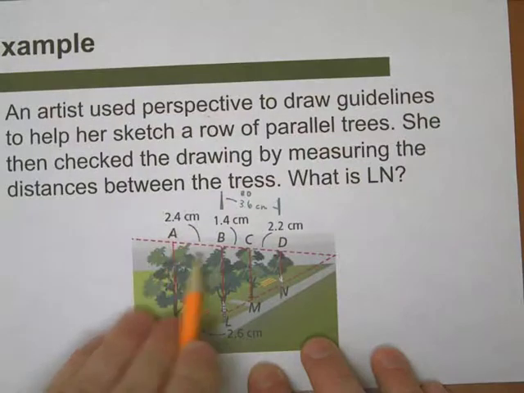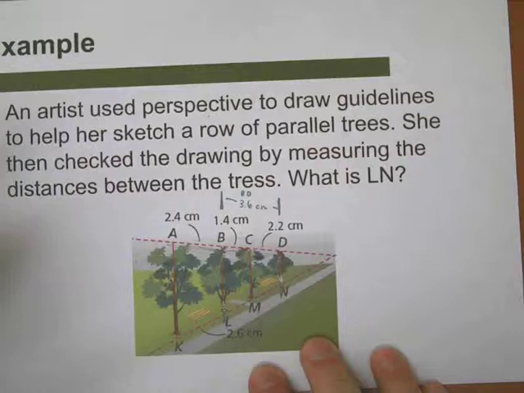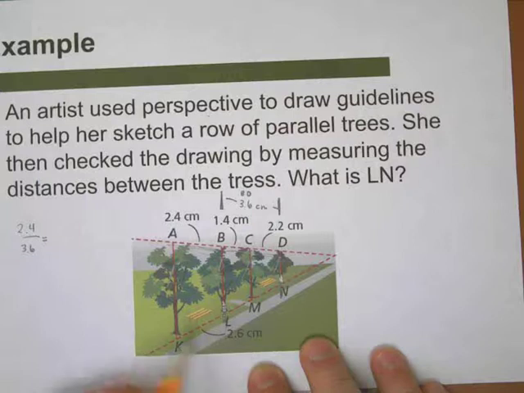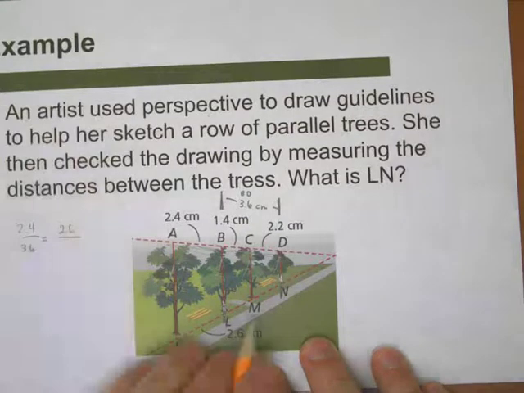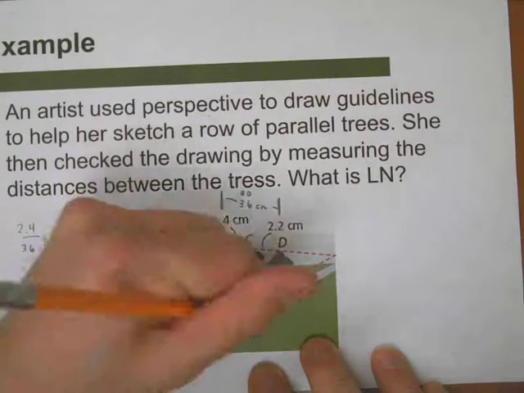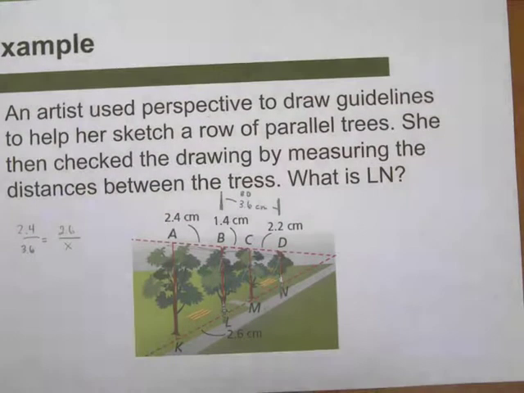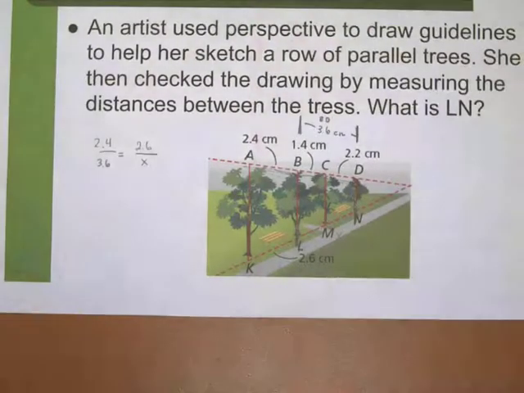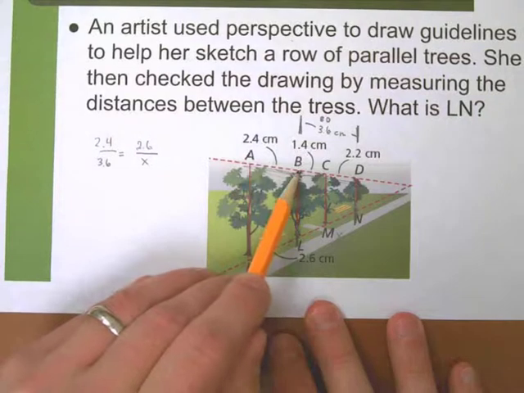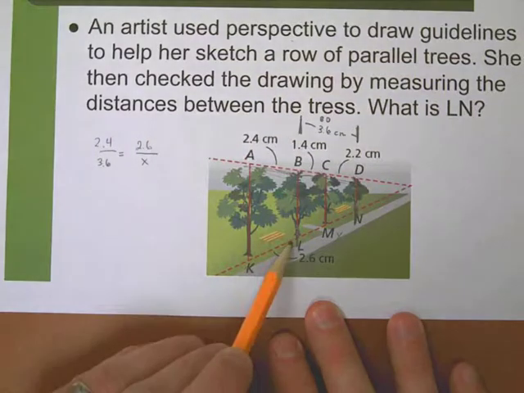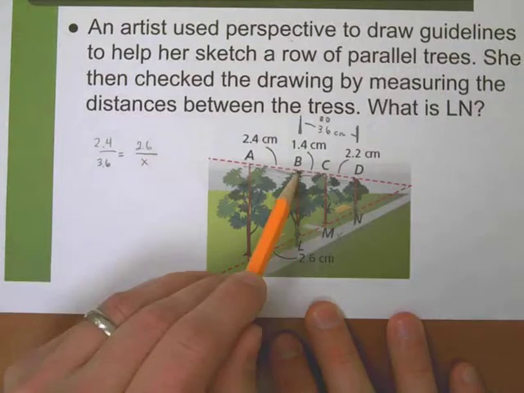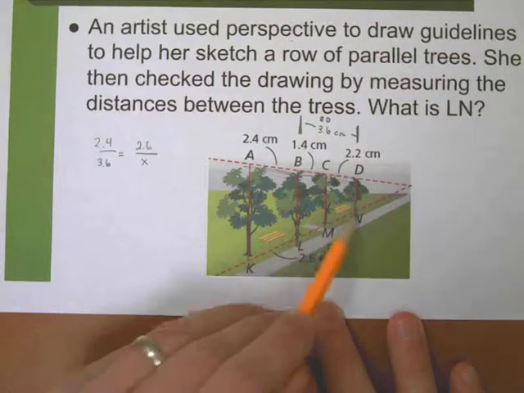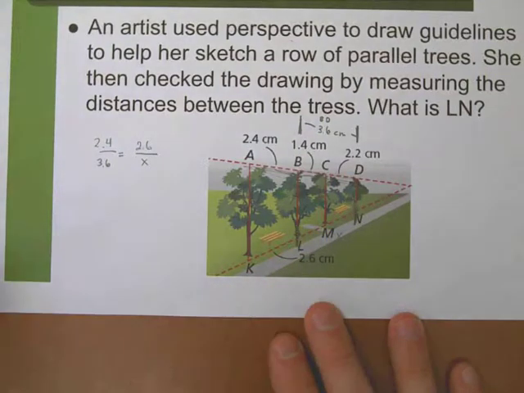Here's what I know then. The 2.4 here is to the 3.6 here as the 2.6 on this side is to LN, which we'll call X, down here. Notice the main thing whenever you set this up is to make sure I'm using the corresponding parts. The 2.4 is from A to B, so I have to use K to L on the other side, 2.6. The 3.6 is from B all the way to D, skipping a tree, which allows me to go up from L, skip a tree, over to N on the other side.